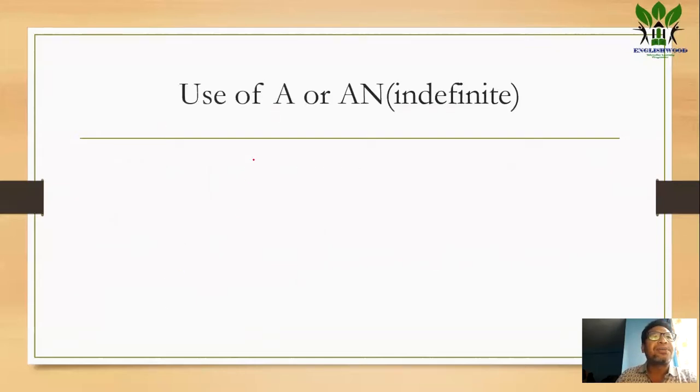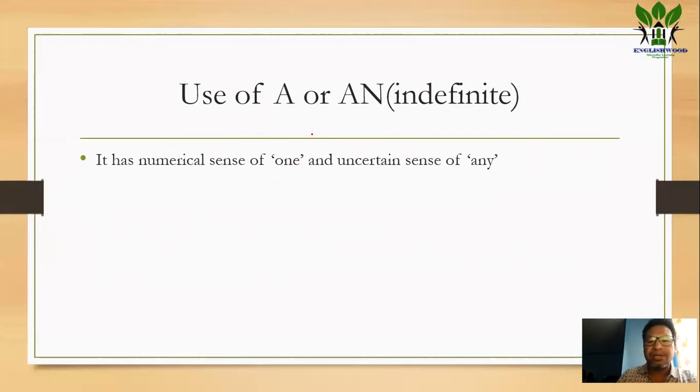So now let's talk about the use of a or an. I'm going faster, and when you are in need, you can pause the video and learn. It has a numerical sense of one and an uncertain sense of any. So we use a or an to say the number is one, or to refer to anyone. That is the use of a or an in the general sense.